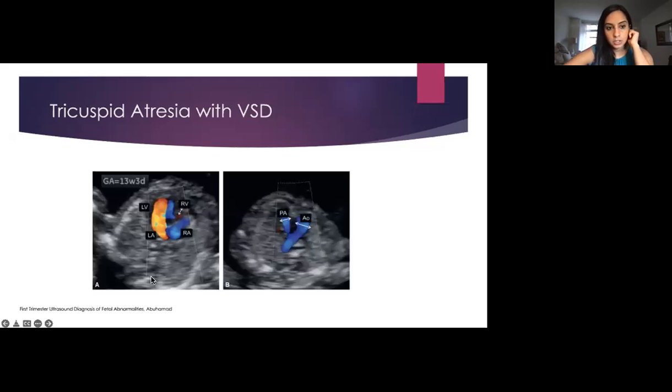So this is the ultrasound image of this. And then at 13 weeks, you can see there is filling across the mitral valve with no filling across your tricuspid valve. And then in B, you can see the associated pulmonary stenosis as the pulmonary artery appears much smaller than the aorta.